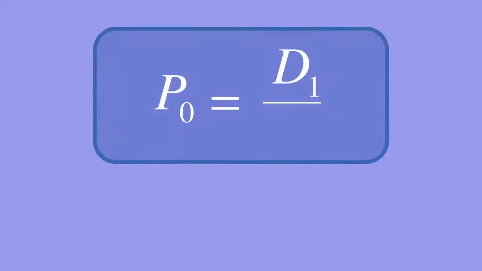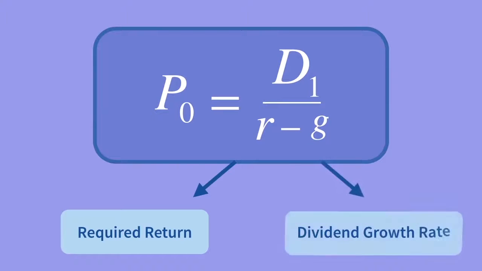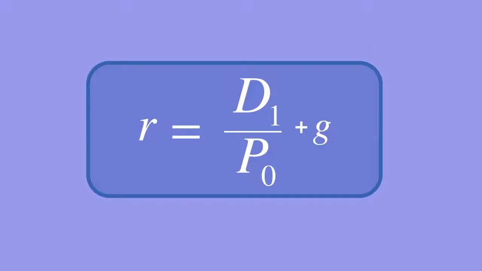This is the relationship between price and the upcoming dividend. The R term here is the expected return on the company, and the G term is the expected constant dividend growth rate. Rearranging for the rate of return, we get this relationship, a new method for estimating the required rate of return on a stock, this time based on its dividend yield and the expected growth rate of its dividend.